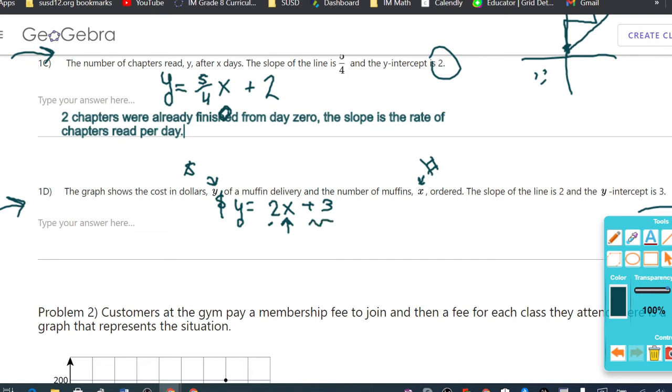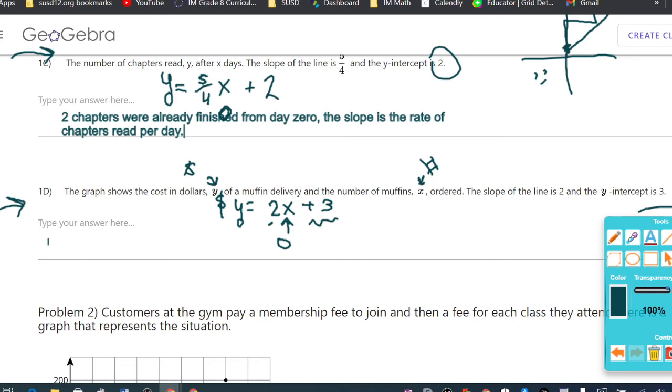And then what is this 3? Well, let's see. Even if you ordered no muffins, you would have to pay $3. Must be a delivery fee. I guess they have a delivery fee, right? Sounds like it. If you don't order any muffins at all, it's $3 or starts at $3. The cost starts at $3. I think that they have a delivery fee.